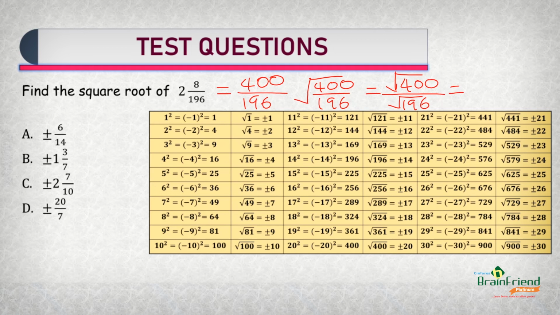Using our table, we'll see that the square root of 400 is plus or minus 20. And the square root of 196 is plus or minus 14. We can simplify this to give us plus or minus 10 over 7. If we change this to a mixed fraction, it will give us B, which is plus or minus 1 whole number 3 over 7.